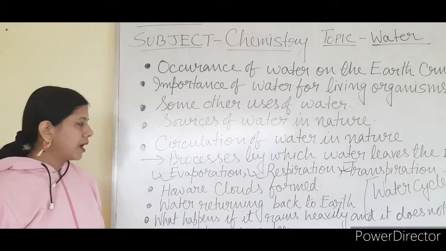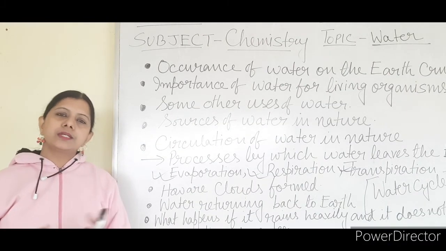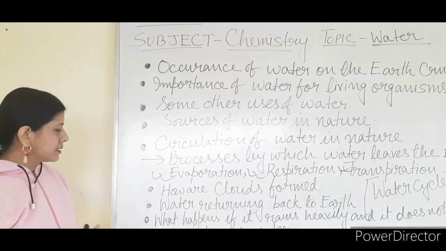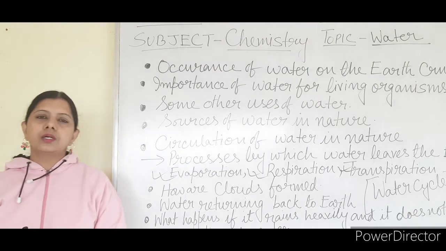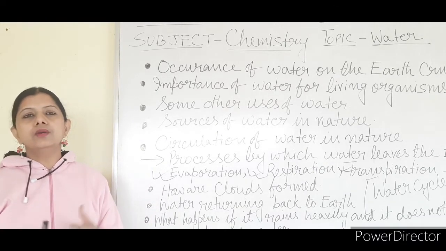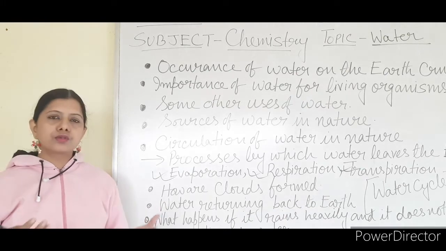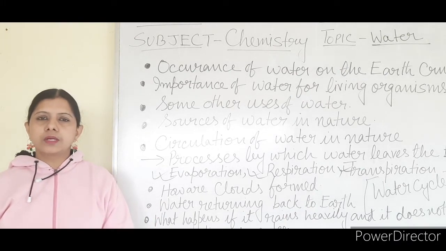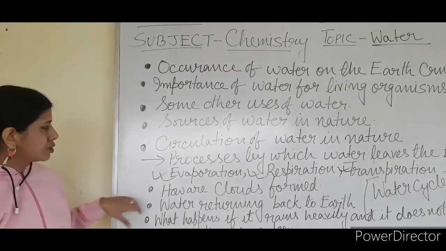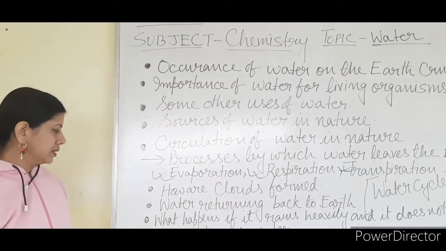Now, how are clouds formed? What is the way by which a cloud is formed? There is one question also, so you know the answer. Next is water returning back to the earth. What are the ways by which water is returning back to the earth and in which form is water returning back to the earth? Rainfall, snowfall, these are the ways by which water is returning back to the earth, and all these points together make the water cycle. So that also you have to learn.